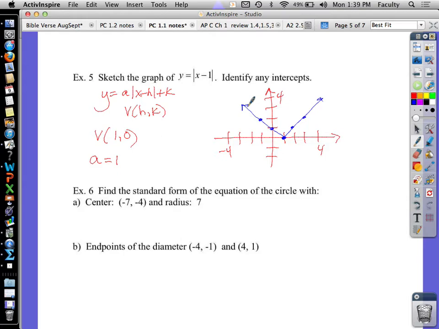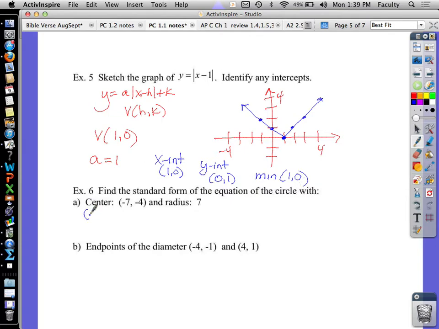So I have my vertex. Now that vertex happens to also be the x-intercept. The y-intercept is 0, 1, and the minimum value is at the vertex. So remember what I just told you. Graphing from now on, you have to include your intercepts, minimum, maximum, or asymptotes if it would happen to have that.